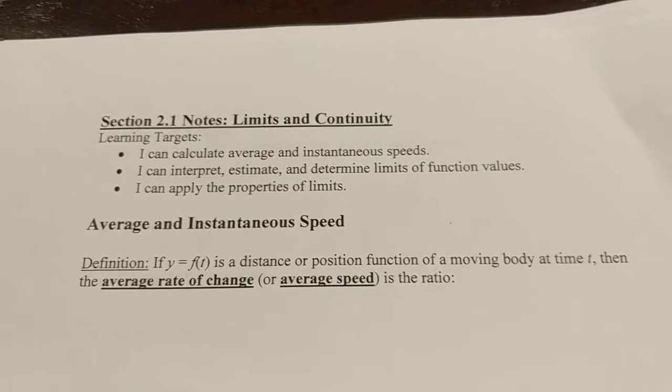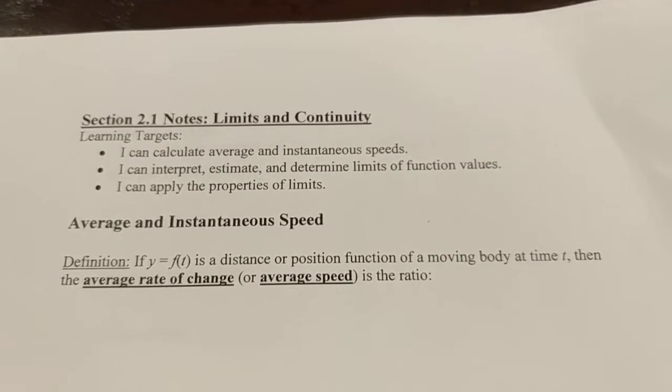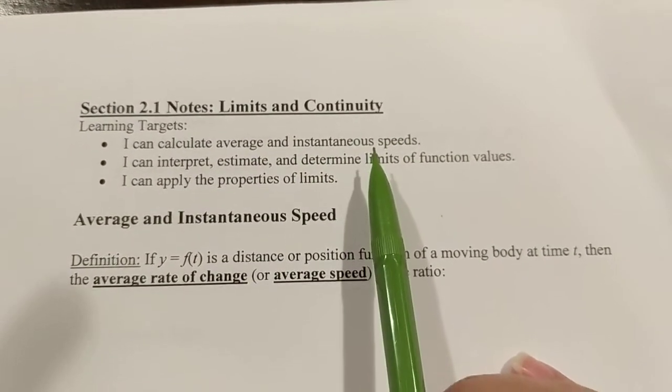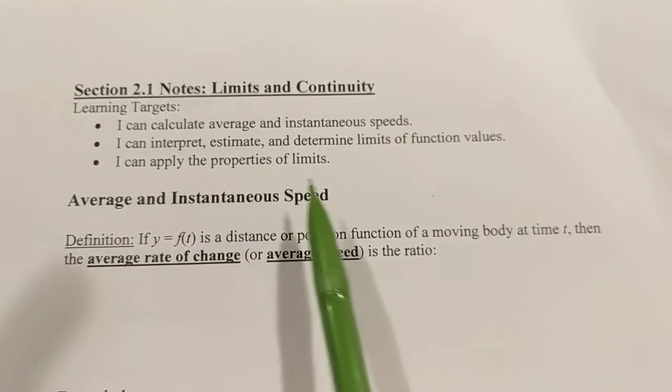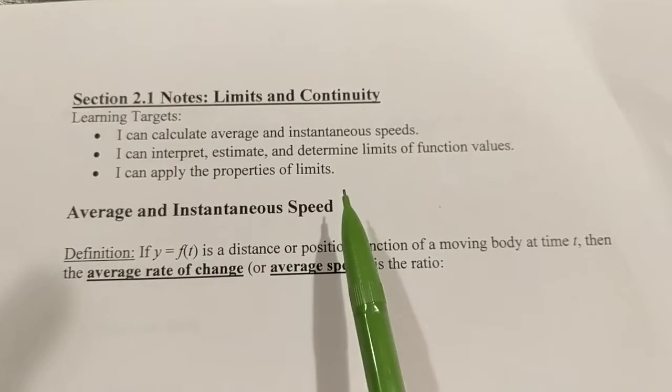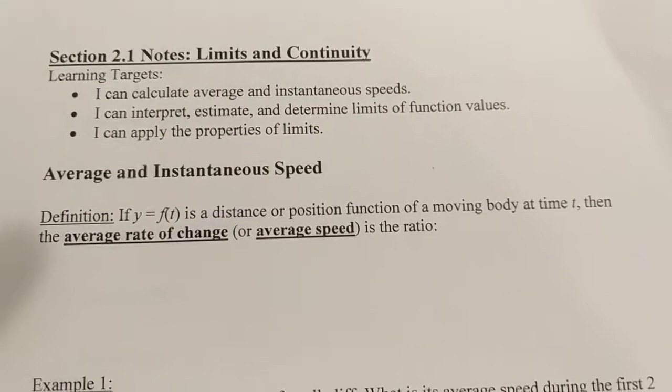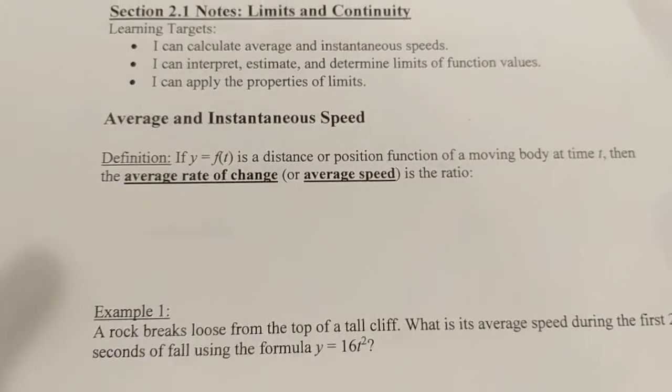Today we're talking about section 2.1, limits and continuity. And we're going to talk about how we calculate average and instantaneous speeds. We're going to talk about limits of different function values and then applying some properties of limits. It's going to take you back to some of the pre-calculus stuff we talked about at the end of last year.